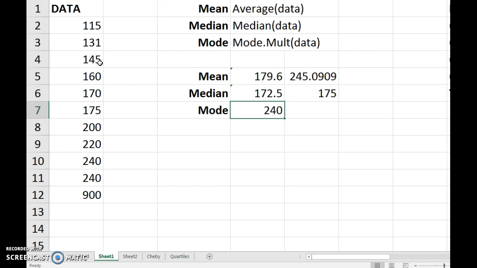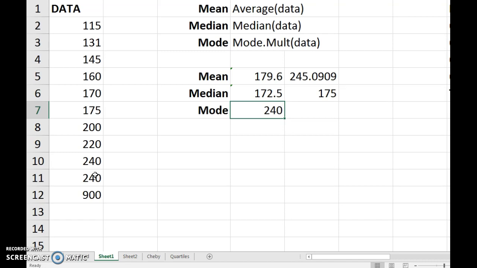Now, sometimes the mode can be a good measure of the center. If the value that happens the most is right in the middle of the data, then the mode is a good measure of the center. But it's not nearly as reliable as the mean and median. And you see in this case, the mode just happened to be a number on the high end, so it was a very bad measure of the center.